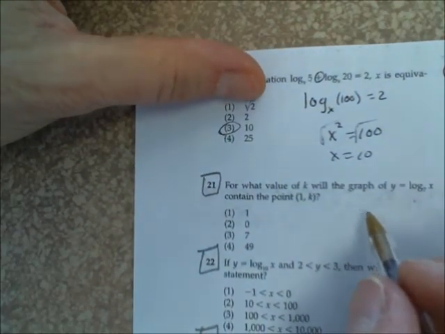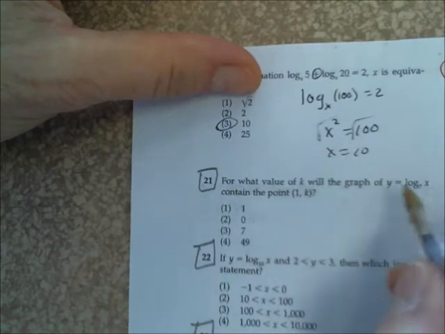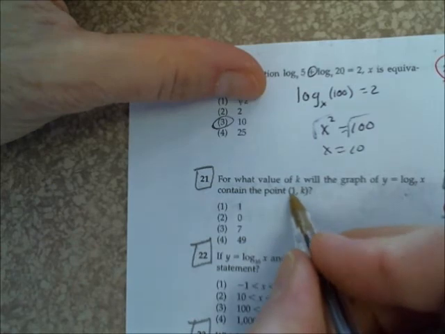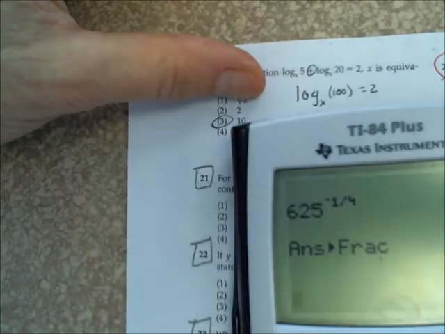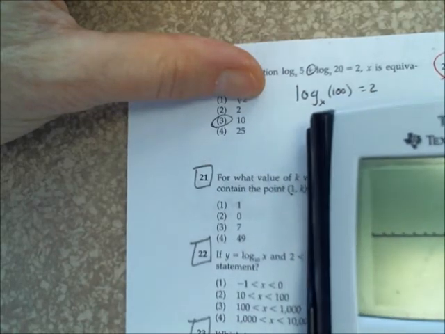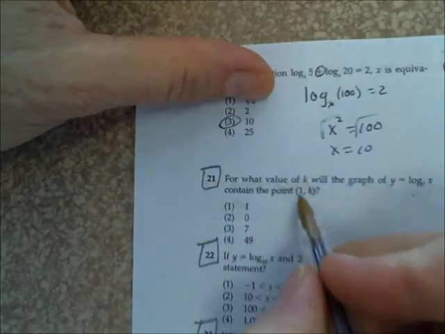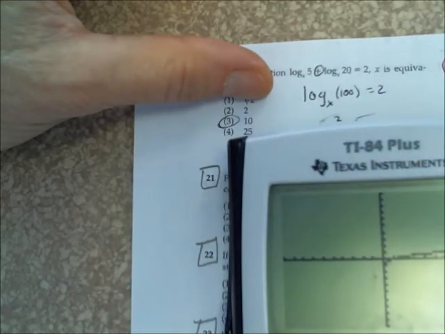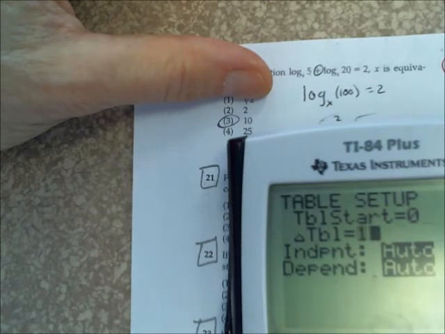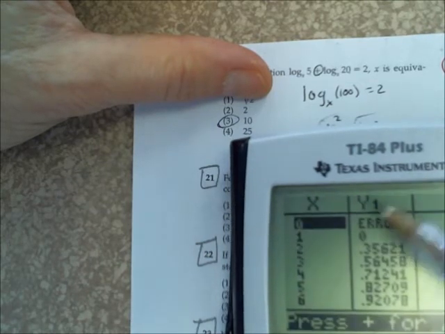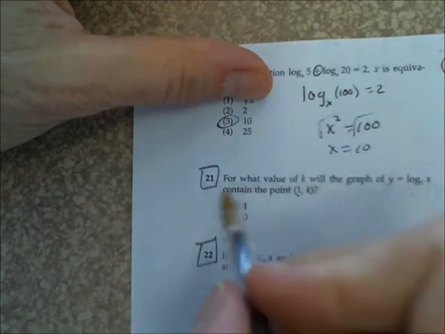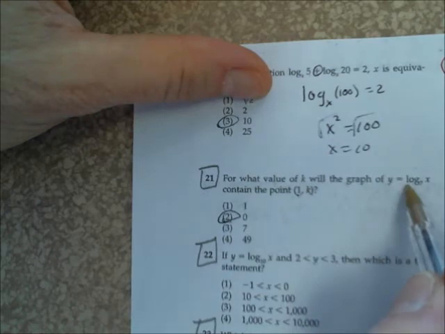Number 21, for what value of k will the graph of log base 7 of x contain the point 1 comma k? Well, I think I'll see the graph of log base 7 of x. And they're saying when x equals 1, well, I can look at the table of values. If I look at the table of values, when x equals 1, y equals 0. So k would be equal to 0. 1 comma 0 is on that graph.